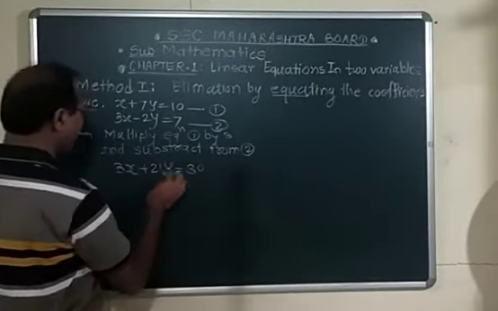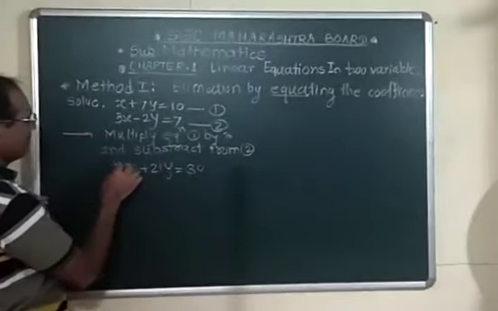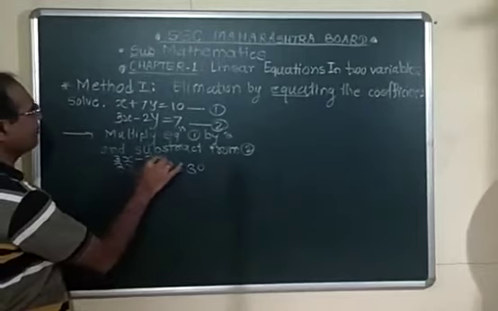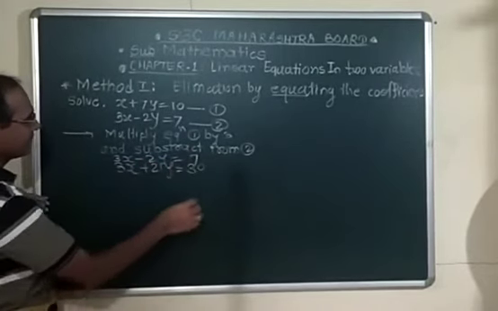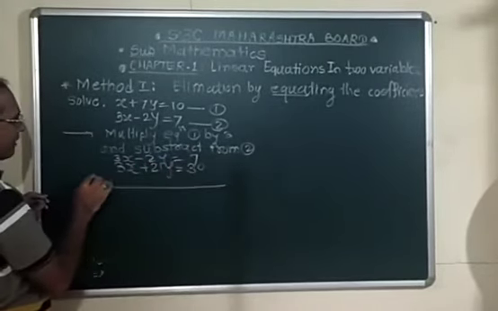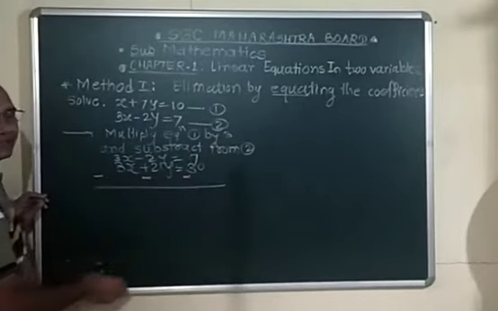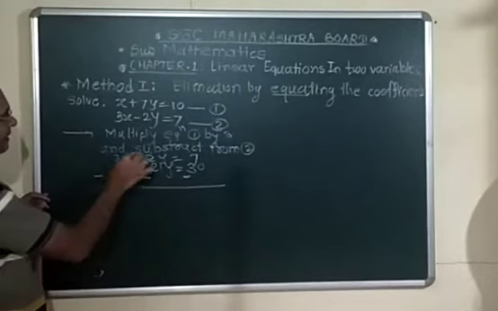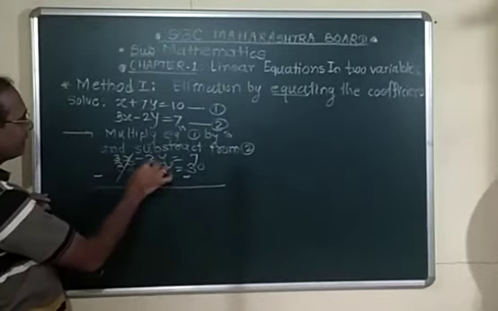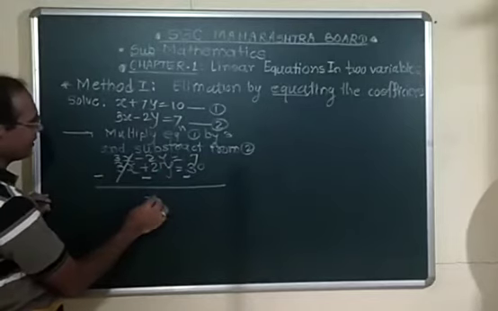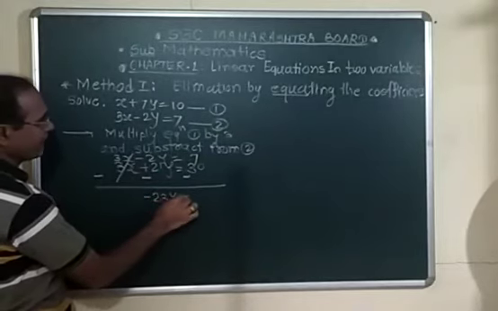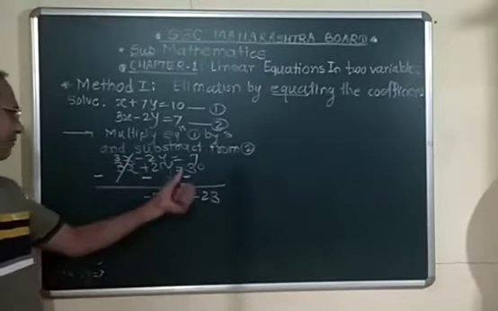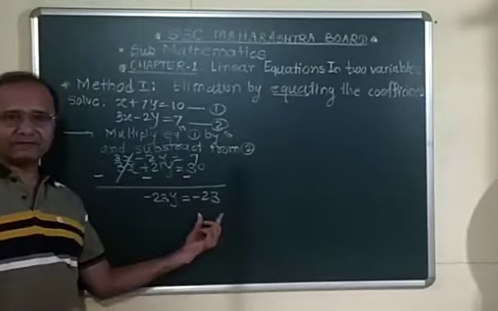Let us see equation 2. I am going to write down 3x minus 2y equal to 7 in the upper part. Now you have to subtract, so change the signs. Here 3x minus 3x gets cancelled. Here minus 2y minus 21y gives minus 23y. On the right side, the subtraction gives minus 23, because 7 minus 30 is minus 23.